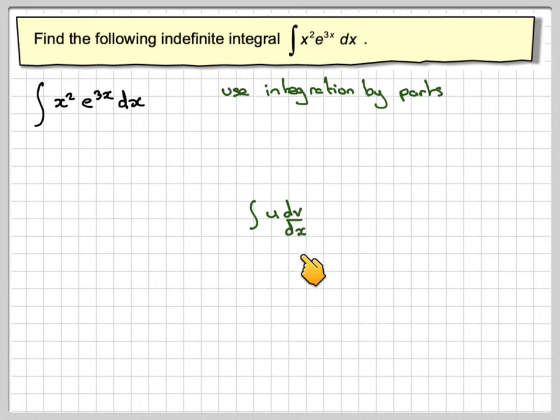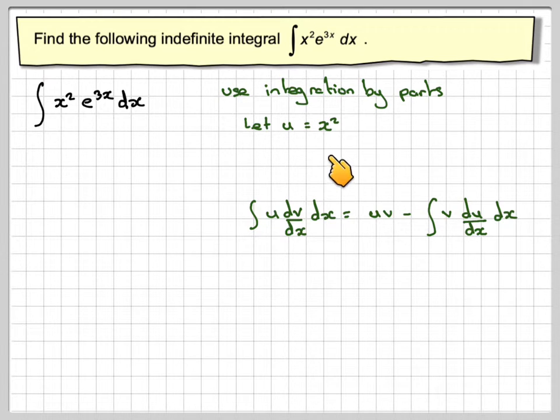This is the formula for integration by parts: the integral of u dv by dx dx is equal to uv minus the integral of v du by dx dx. So we're going to let this be u and this be dv by dx. So let u be equal to x squared. Therefore, du by dx is 2x. dv by dx will be e to the 3x, and therefore v will be equal to e to the 3x. You get itself, but you need to put a third in front.